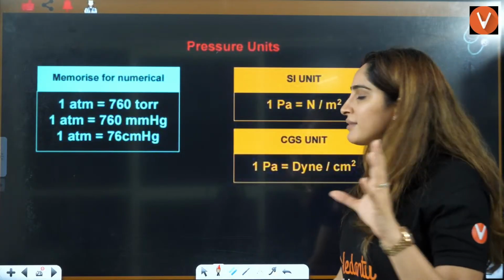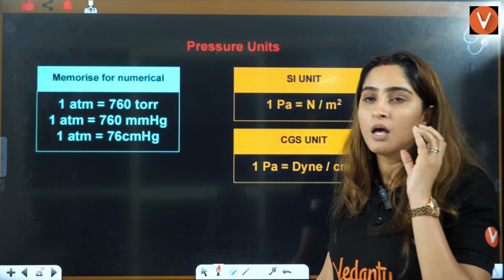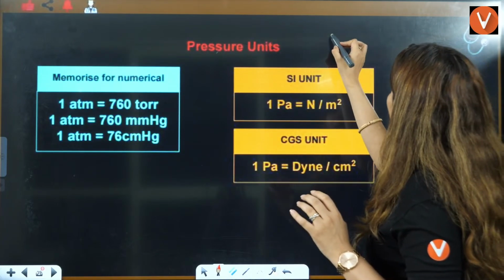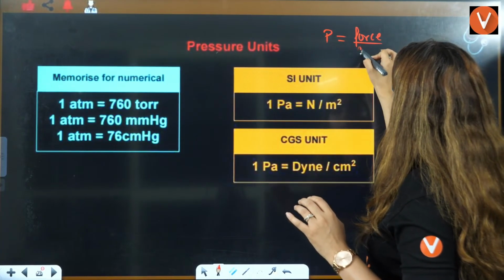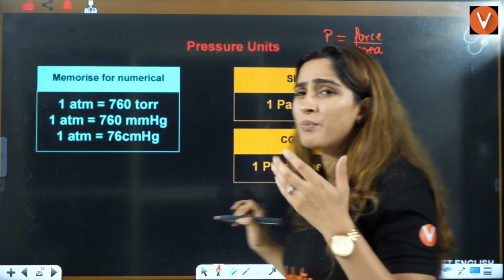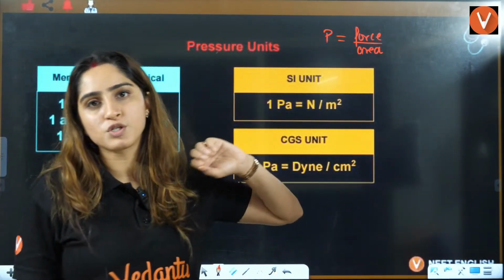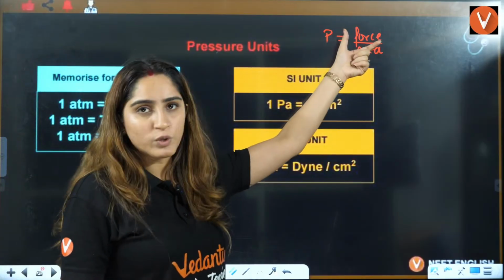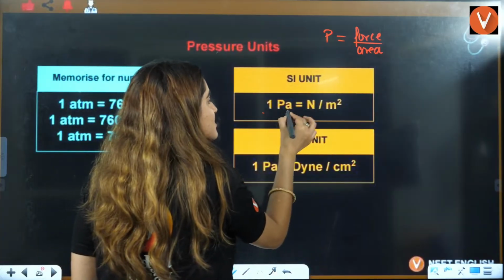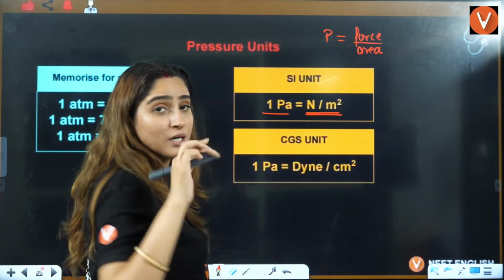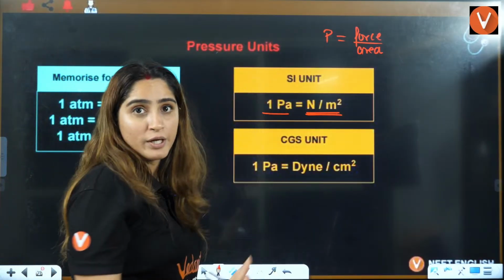Now, understand one thing, students. Can you tell me what is the pressure formula? Pressure is equal to force by area. This you must have seen in physics. Force is in newtons and area is in meters square. So Pascal is nothing but Newton per meter square. This is the SI unit of Pascal.